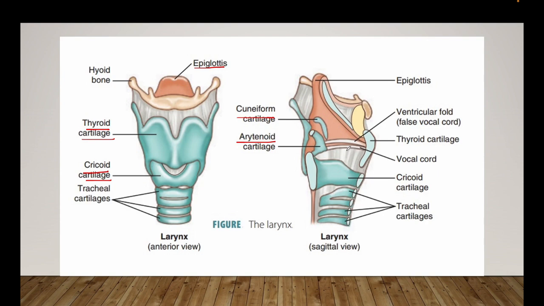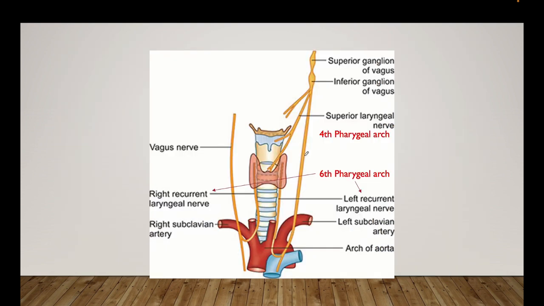This is for the larynx. Now let's move on to the nerve supply. The nerve supply of the larynx is the vagus nerve, branches of the vagus nerve. It is very important to note that, as we said, the larynx arises from the 4th and 6th pharyngeal arches. All of the structures that arise from the 4th pharyngeal arch are supplied by the superior laryngeal nerve, which is a branch from the vagus nerve.